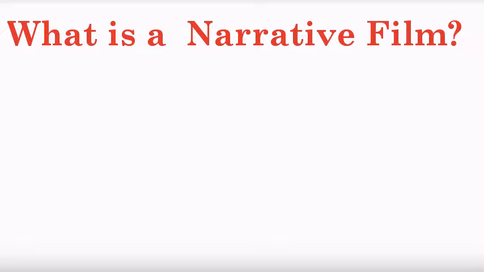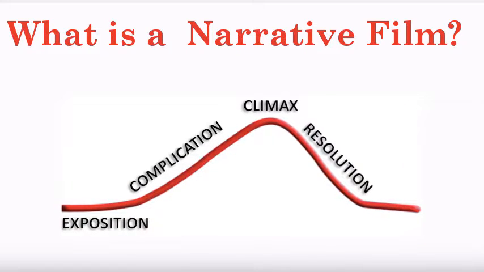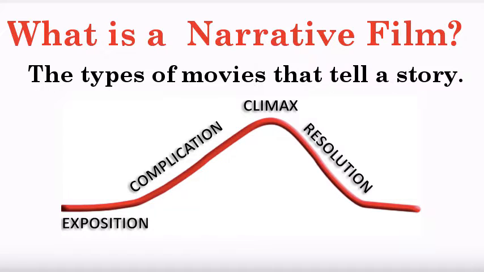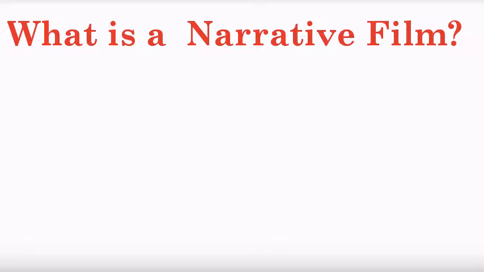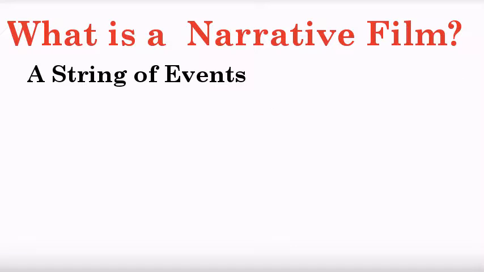What is a narrative? A narrative film is a film with a story arc. Narrative filmmaking refers to the types of movies that tell a story. Though fictional filmmaking is another term for narrative cinema, the word fictional doesn't imply that such movies are purely based on fictitious events.